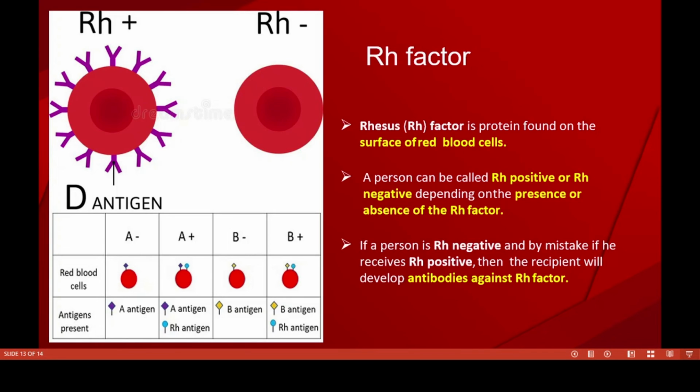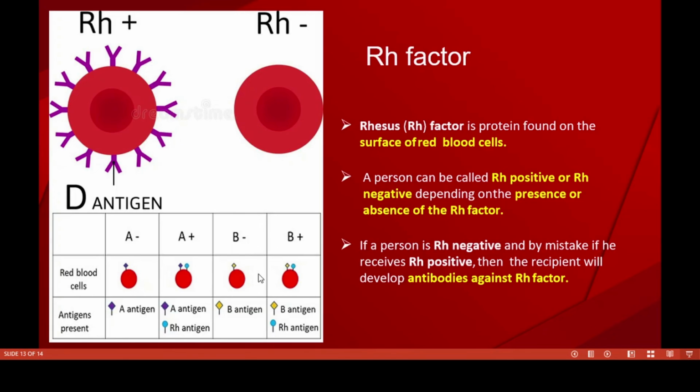Once the D antigen is present on the surface of the RBC, the blood group is called positive. If the antigen is not present in the RBC, the blood group is called negative. A person can be called RH positive or negative depending on the presence or absence of RH factor.